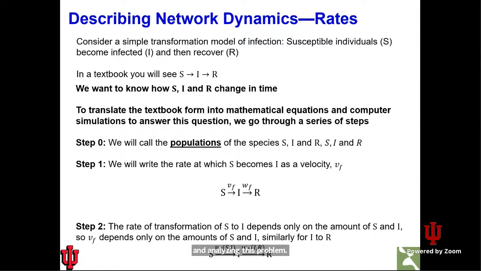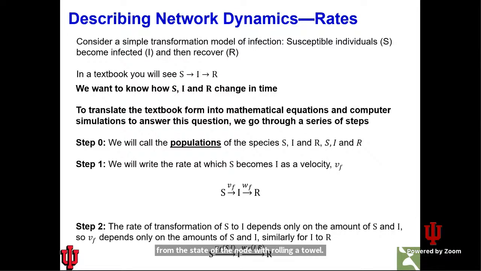The first step is we name the population. So S, I, and R are going to be uninfected people, infected people, and recovered people. And the population of uninfected people is going to be written with an italic S. The population of infected people is going to be the italic I. The number of recovered people will be written with an italic R. So we're going to be distinguishing the name of the node from the state of the node with Roman and italic.